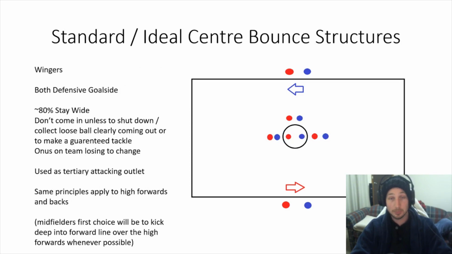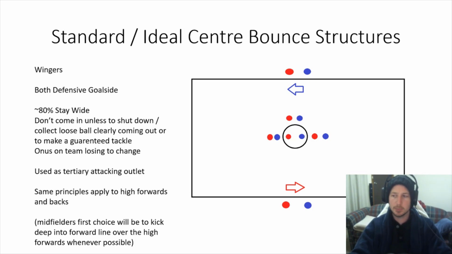Last and probably least is wingers. So this was pretty consistent across all grades. Again, both defensive goal side, 80% of the time or more, they stay wide. They don't come in unless there's a really clear need to. So if there's a 90% or great chance that they can impact the contest, yeah, they'll come in. But generally they stay wide.